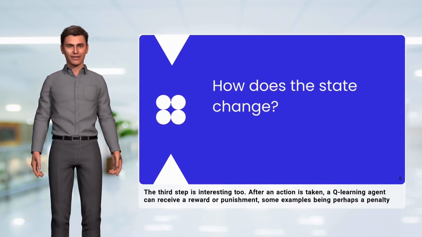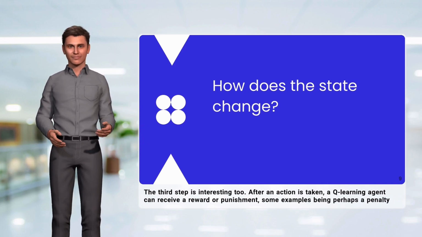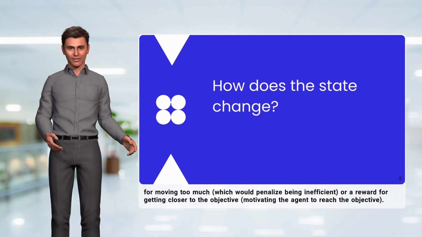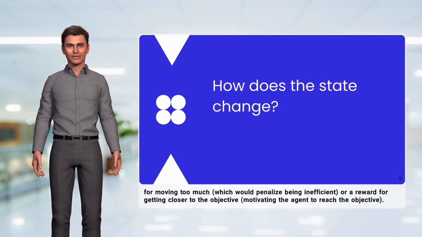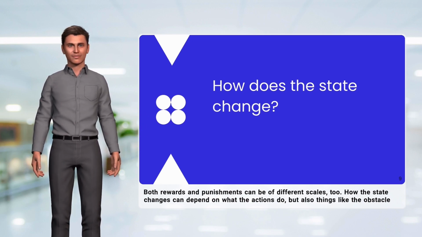After an action is taken, a Q-learning agent can receive a reward or punishment, some examples being perhaps a penalty for moving too much, which would penalize being inefficient, or a reward for getting closer to the objective, motivating the agent to reach the objective. Both rewards and punishments can be of different scales, too.